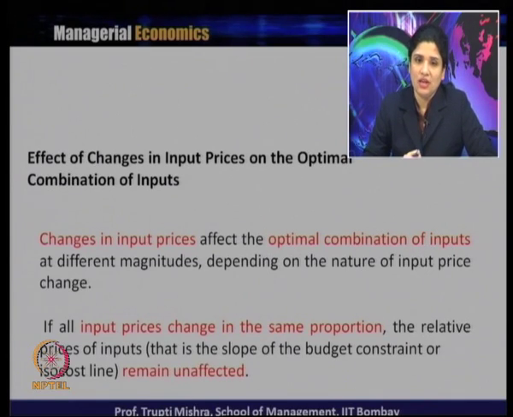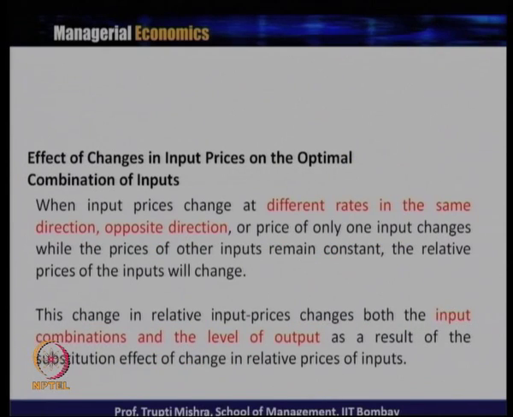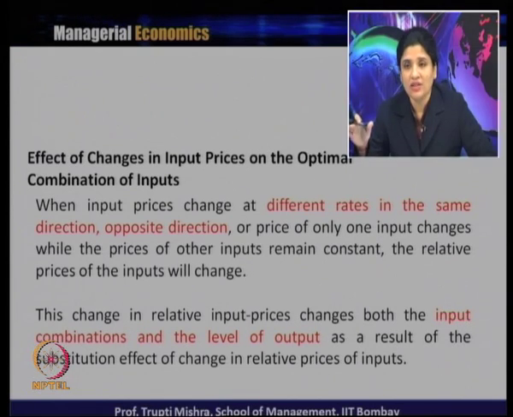So if all input prices change in the same proportion, the relative prices of inputs, that is the slope of the budget constraint, remain unaffected. The relative prices of inputs move in the same proportion and remain unaffected. But when the input prices change at a different rate in the same direction or the opposite direction, or the price of only one input changes while the price of the other input remains constant, the relative price of inputs will change.